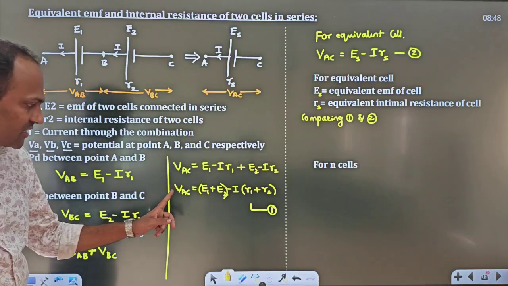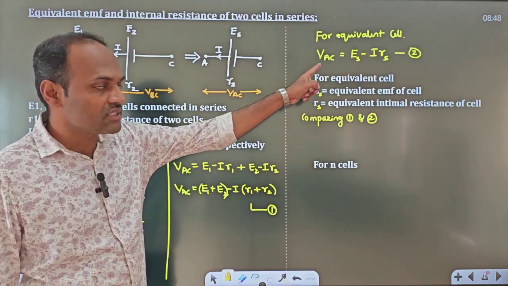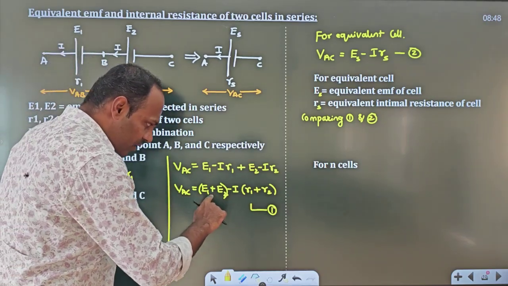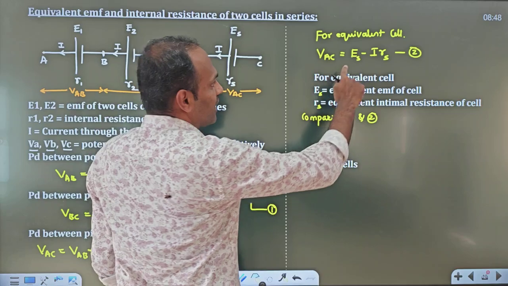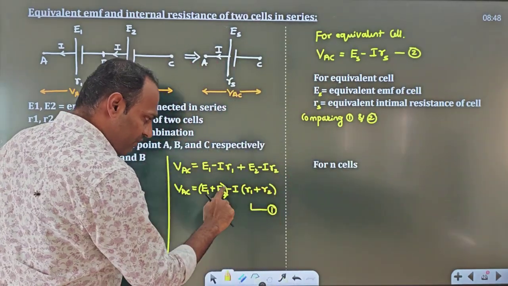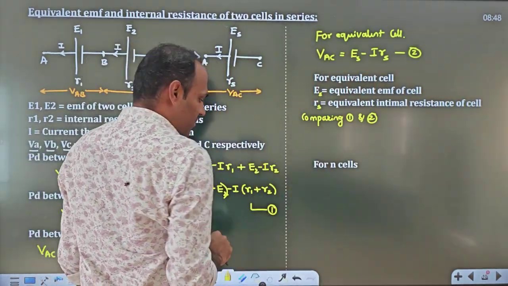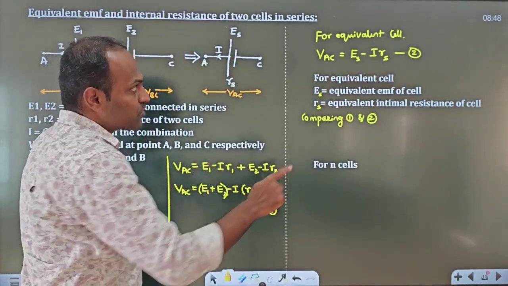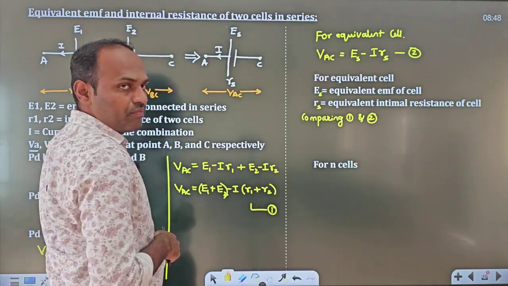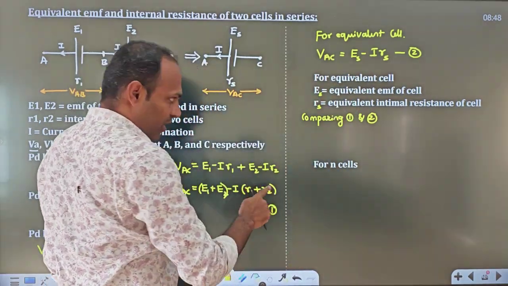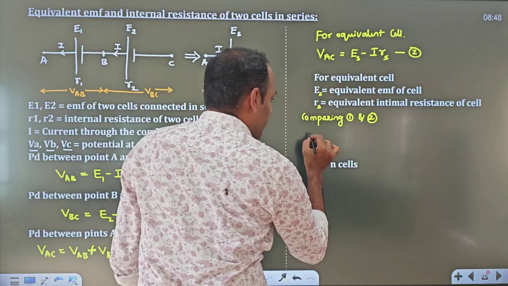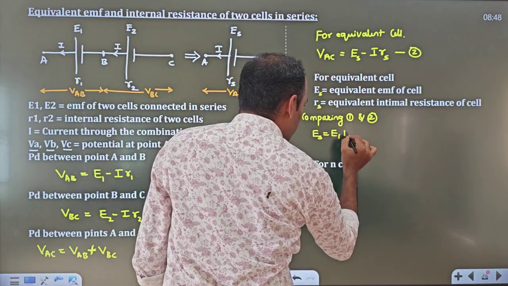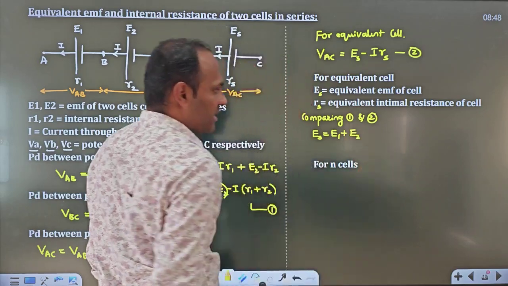In equation 1, the LHS is the same, VAC. Here also the LHS is the same, VAC. After that, in the RHS, the first term here we have E1 plus E2, here we have ES. And then we have minus I, here we have R1 plus R2, here we have RS. So in the place of ES we have E1 plus E2, and in the place of RS we have R1 plus R2. Therefore, I can write ES is equal to E1 plus E2.